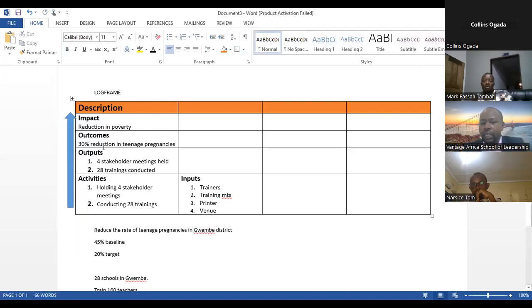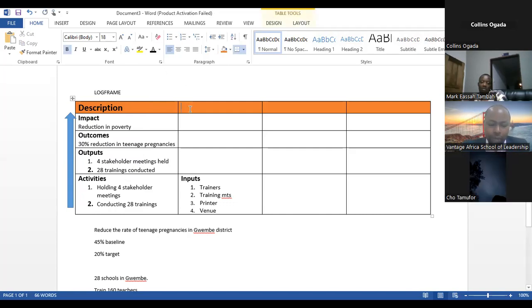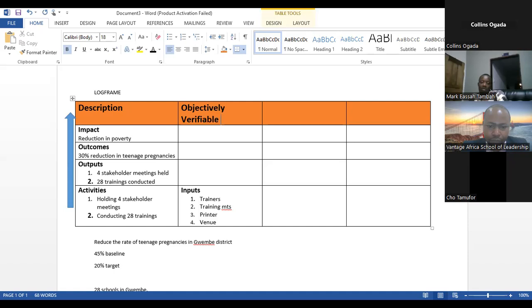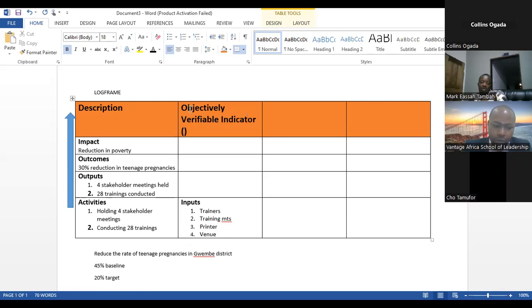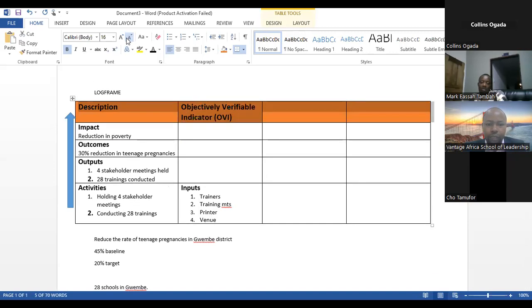So most of the times you will see log frames look like this. You find activities and inputs on the same row, because they don't need the second column and the third column and the fourth. Okay, because the second column is supposed to be the objectively verifiable indicator, or OVI. That's objectively verifiable indicator.